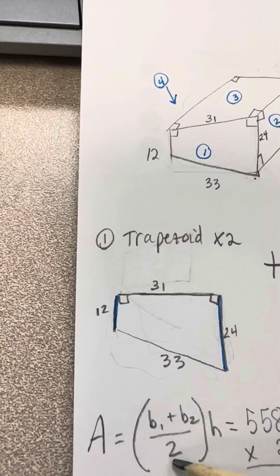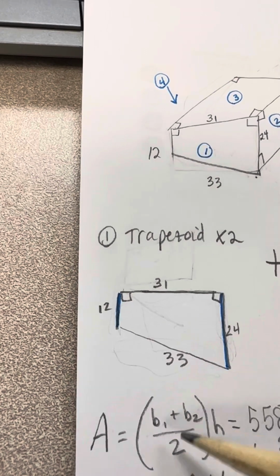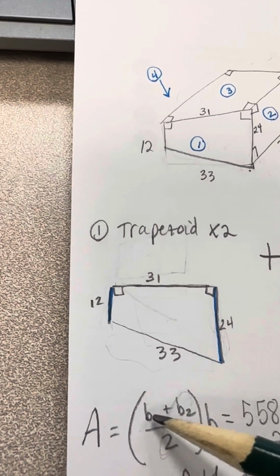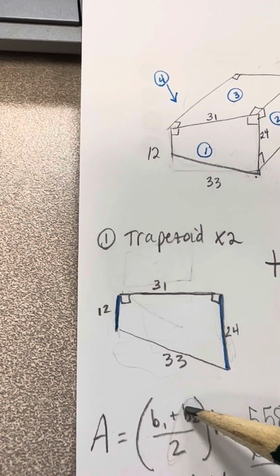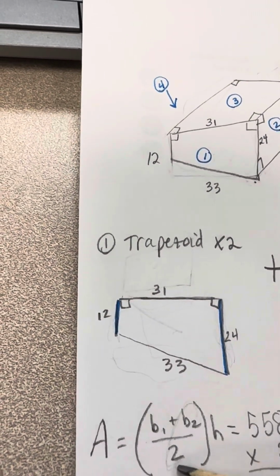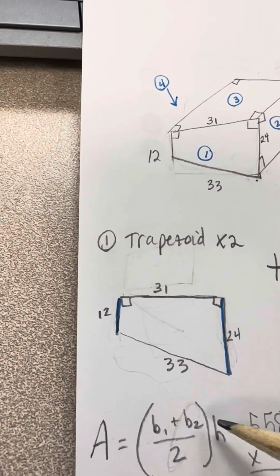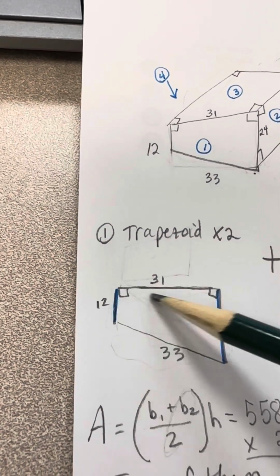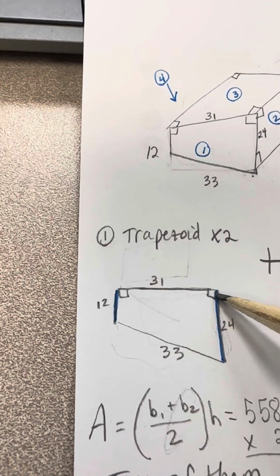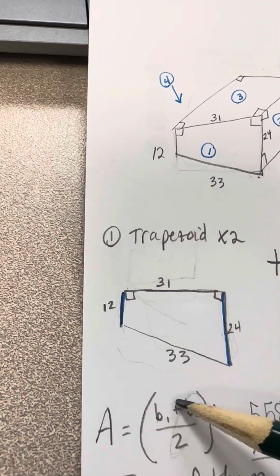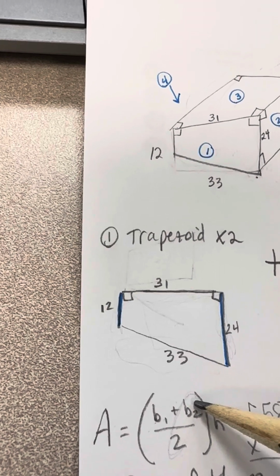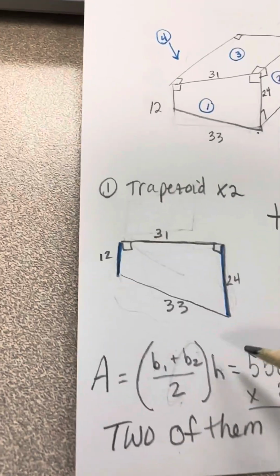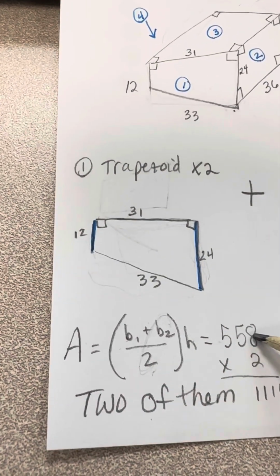Find the answer before you hit divide by 2 because otherwise the calculator will only divide the second number by 2. So you want to find these 2 and hit equal and then divide by 2. And then times your height, and your height is what's formed by that perpendicular line. So this was going to be 12 plus 24, hit equals, divided by 2 times 31. And the result would be 558.